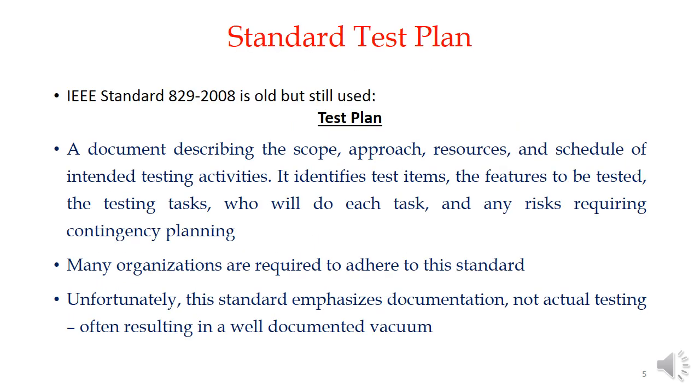As per IEEE Standard 829-2008, it's still used as a test plan, a document describing the scope, approach, resources, and schedule of the testing activities. So, what should it identify? It identifies the test items, the features to be tested, what the tasks of testing are, who will do it, what the risks are, and the contingency plan.